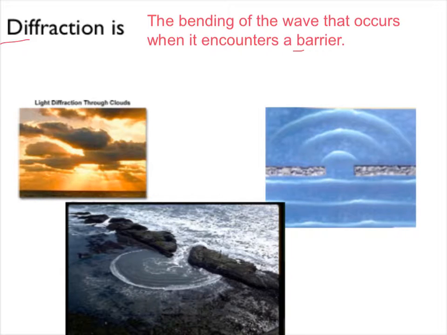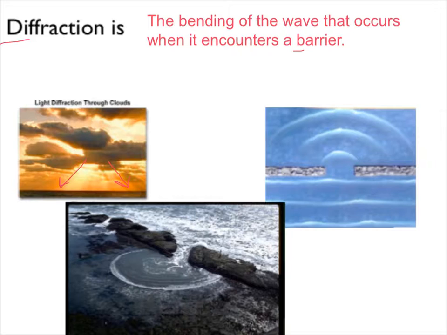So let's look at some examples of diffraction. Here in our first picture, the waves that we're looking at are light waves, or visible light, and our barrier in this case is the clouds. If you look at the rays of light as they're coming through those clouds, you can see that they are spread out. In other words, they're going this way and they're going this way. They don't have that parallel fashion that light waves usually exist in.